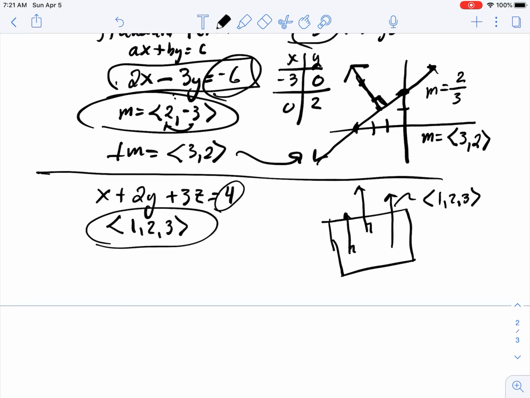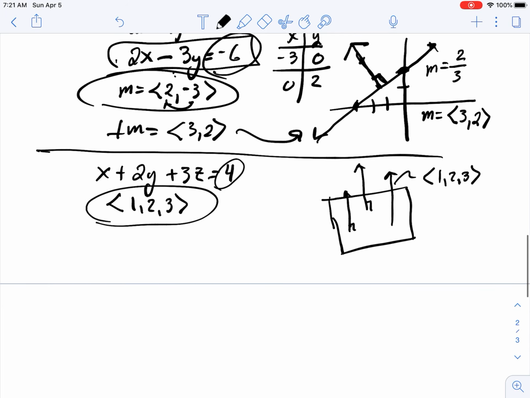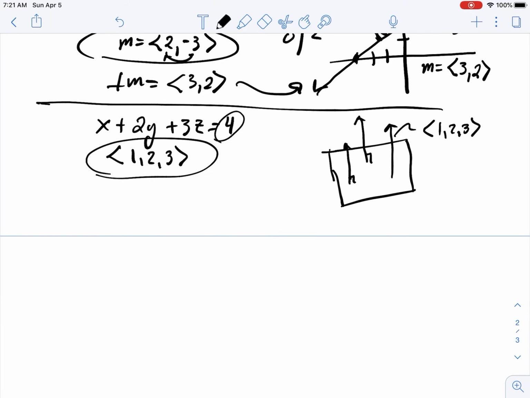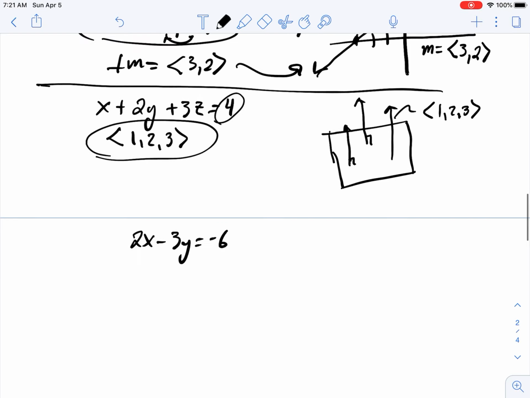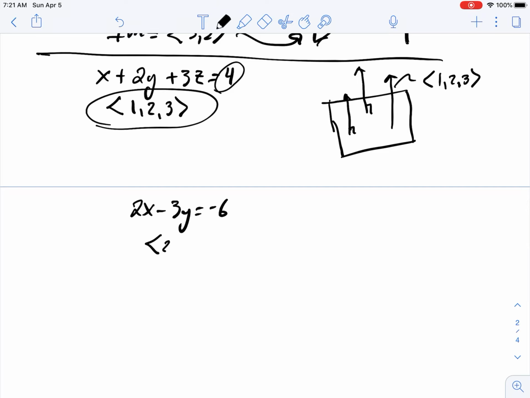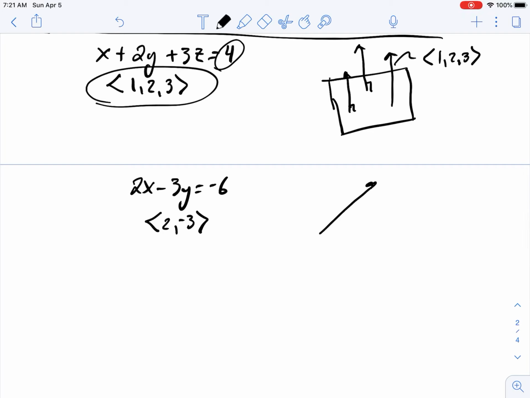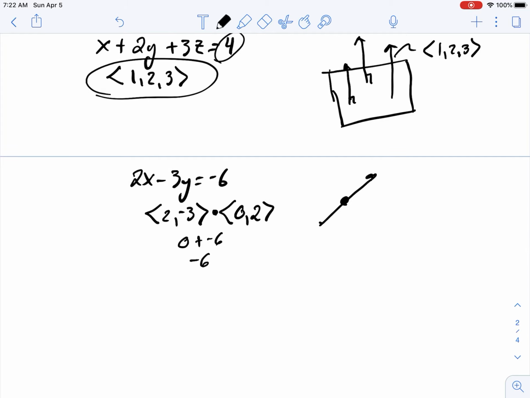Now, for example, how would you get the 4? Let's come up here and get the negative 6. Let's do two-dimensional. So basically, let me rewrite this here. We have 2x minus 3y equals negative 6. So the perpendicular vector is 2, negative 3. All we need is a single point on this. For example, let's take 0, 2. That was one of the points we used to graph. So I just do the dot product of that. So therefore, we have 0 plus negative 6, negative 6.